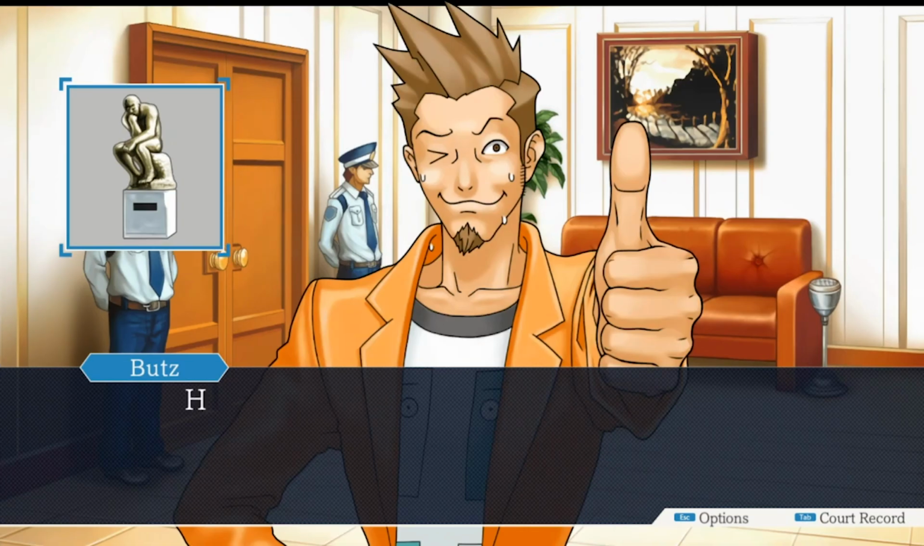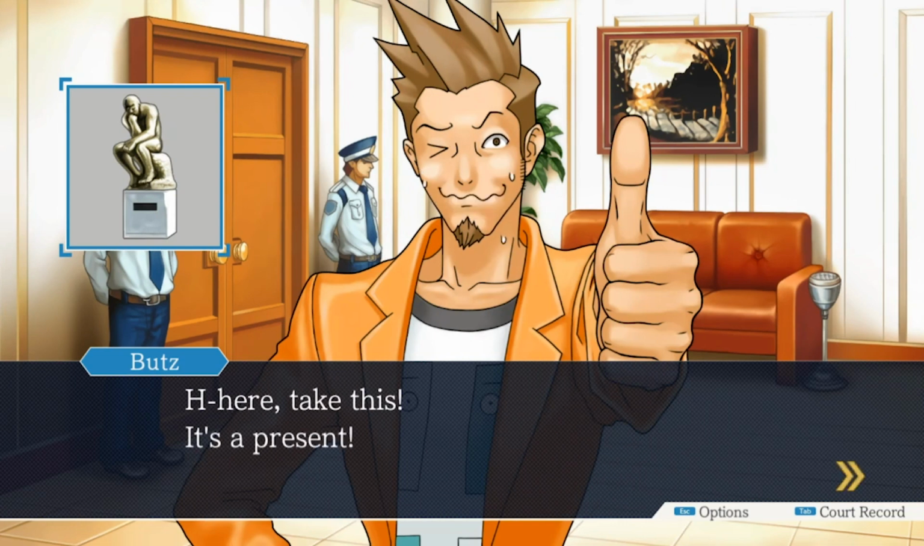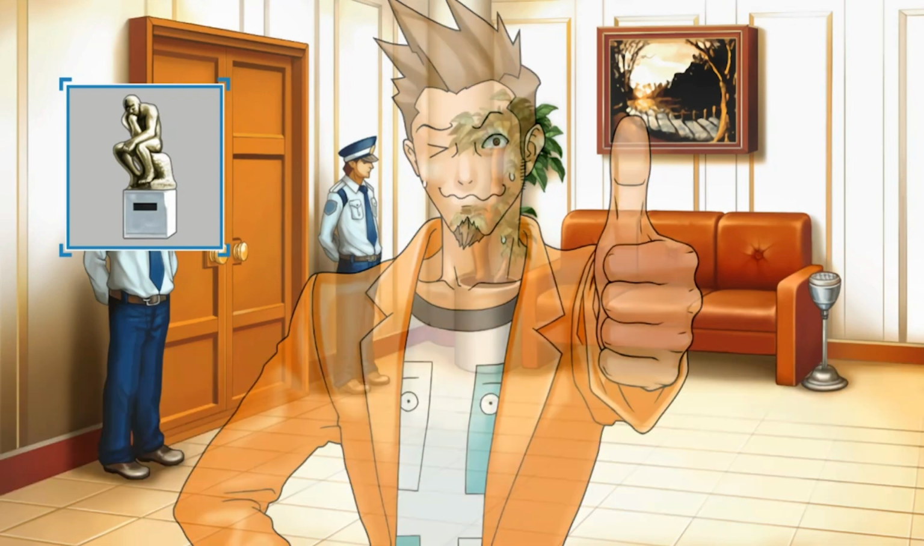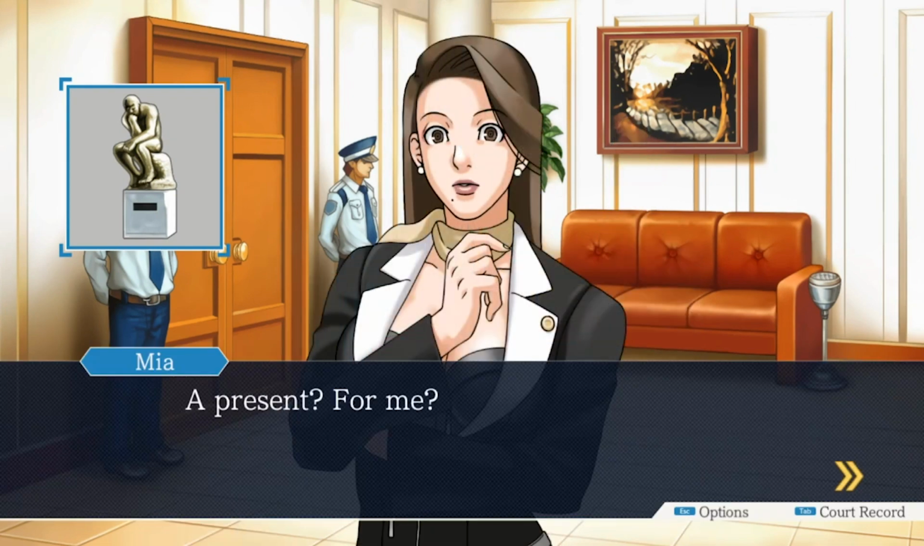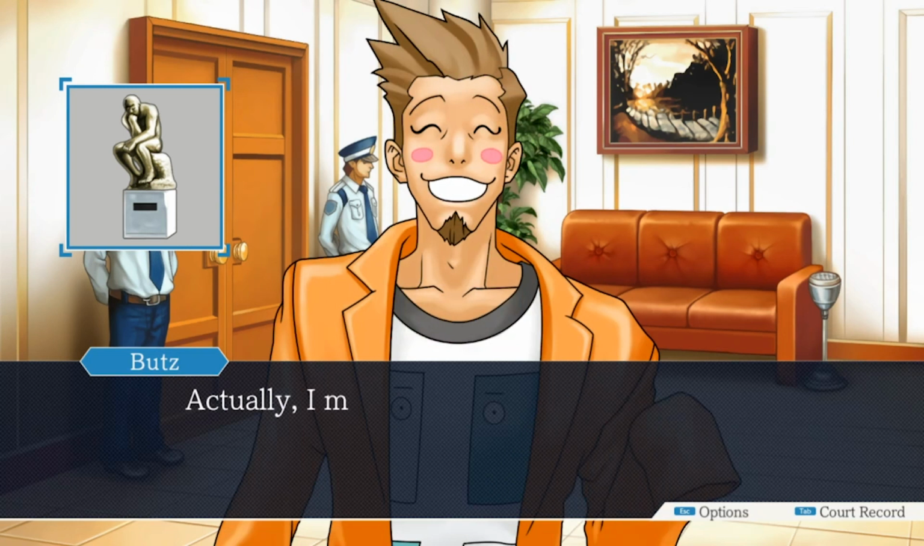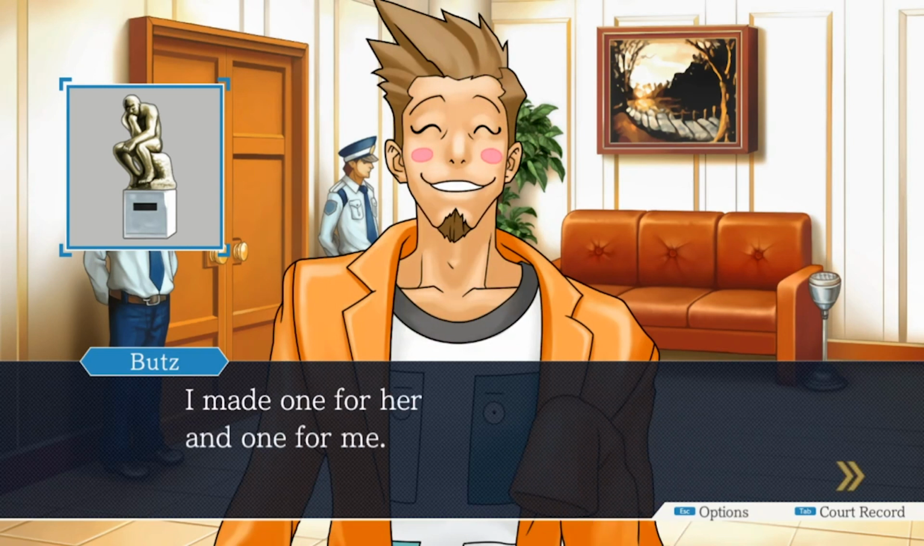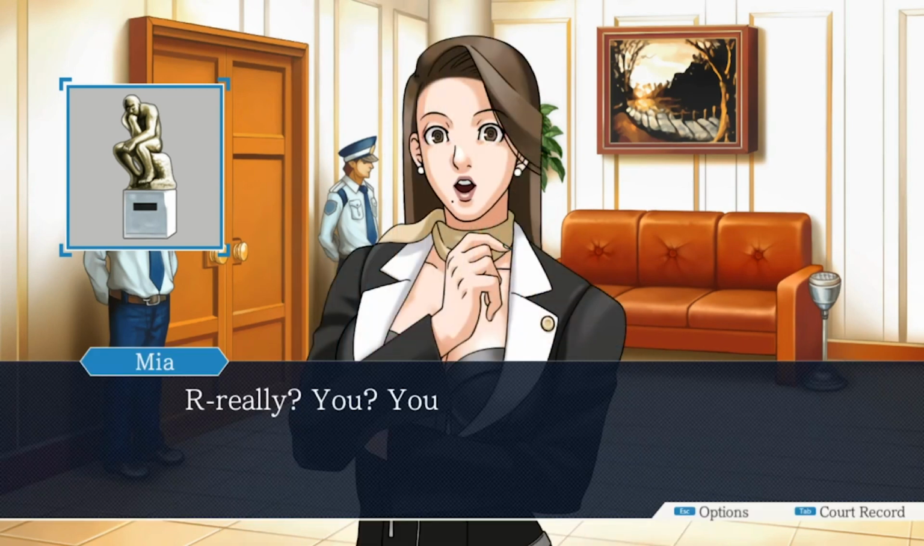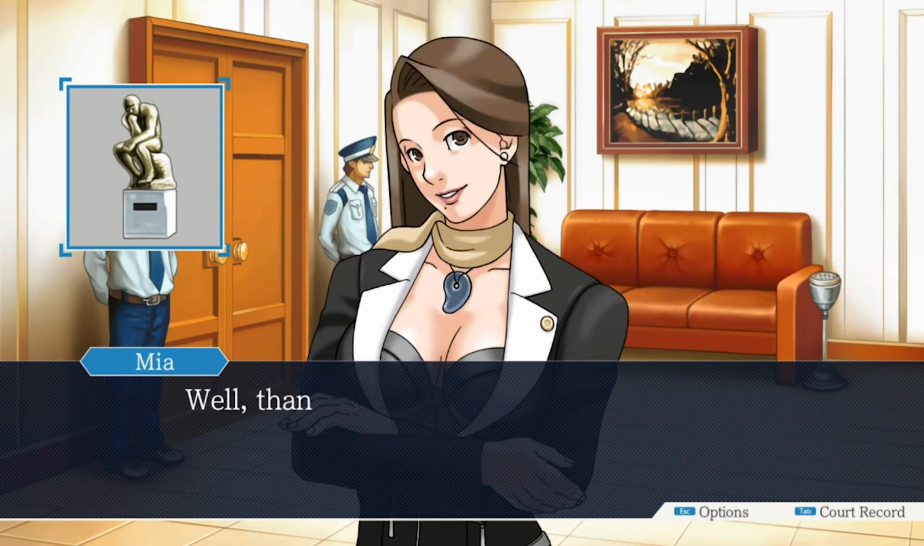Oh, hey. Here, take this. It's a present. What? A present? For me? Wait, wasn't this the evidence that... Actually, I made this clock for her. Made one for her and one for me. Really? You? You made this? Well, thank you. I'll keep it as a memento.